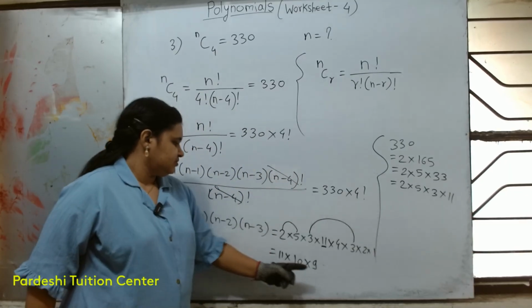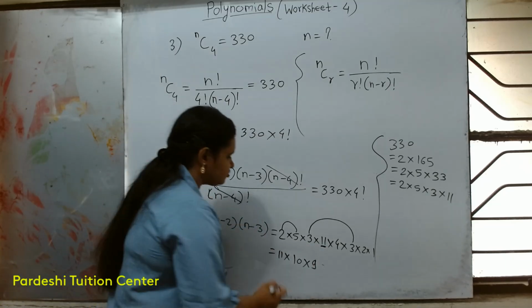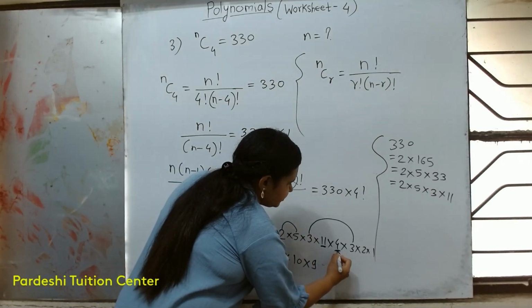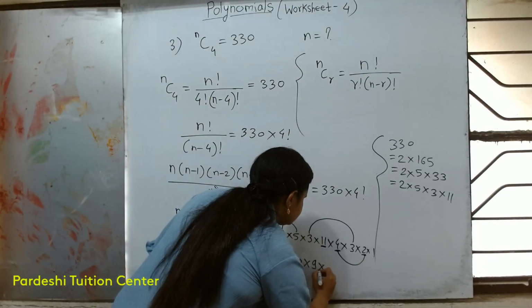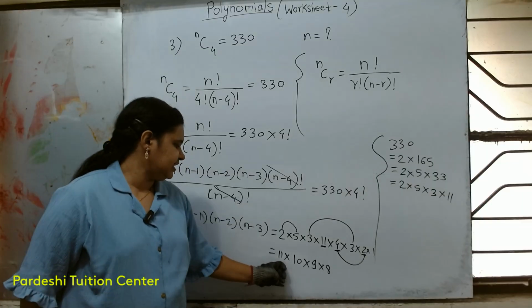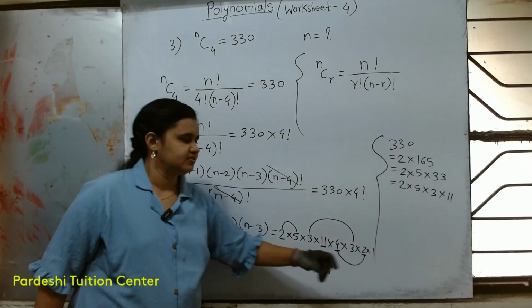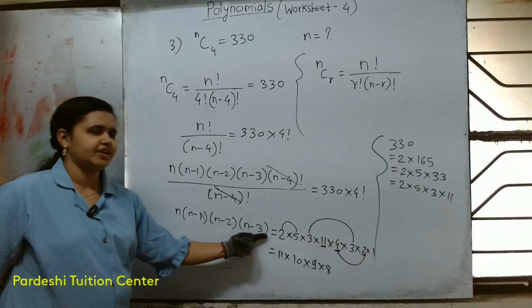Now again, what should come after 9 in the factorial? It should be 8. So let us see where it is. 4 into 2, here 4 into 2 is 8. Okay. So we have found the factorial 11 into 10 into 9 into 8. Now we should compare with this n into n minus 1 into n minus 2 into n minus 3.